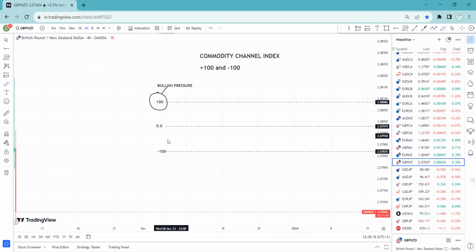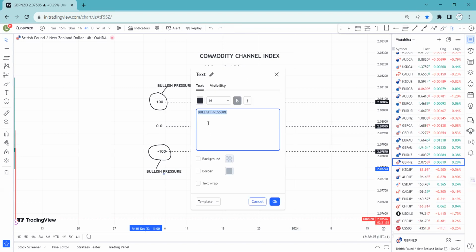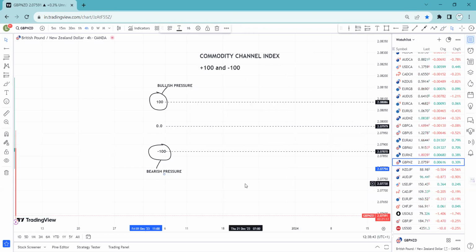Now, I will come back to explain more things on that. Follow me now, where we have the negative 100. So when the oscillating indicator comes below the negative 100, what does it mean? This simply means bearish pressure. And what do I mean by bearish pressure? I did not say oversold. Again, I did not say oversold. Rather, I'm saying bearish pressure.